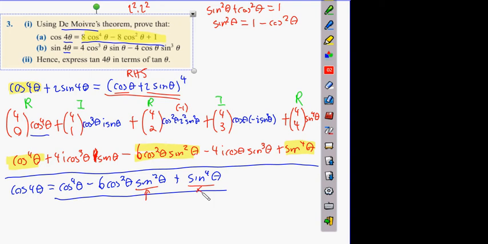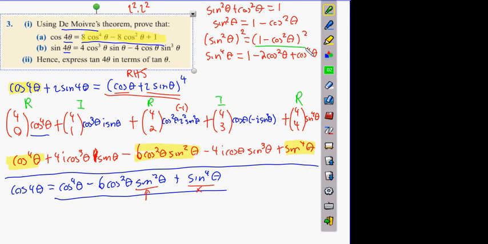Anybody can make any suggestions how to get rid of sine to the power 4 theta? Square both sides. And if you square both sides, what happens then? Sine 4 theta on the right. And then on the other side, 1 minus 2 cos squared theta plus cos 4 theta. Does everybody know where I got this one from? It's from multiplying the same bracket out twice.